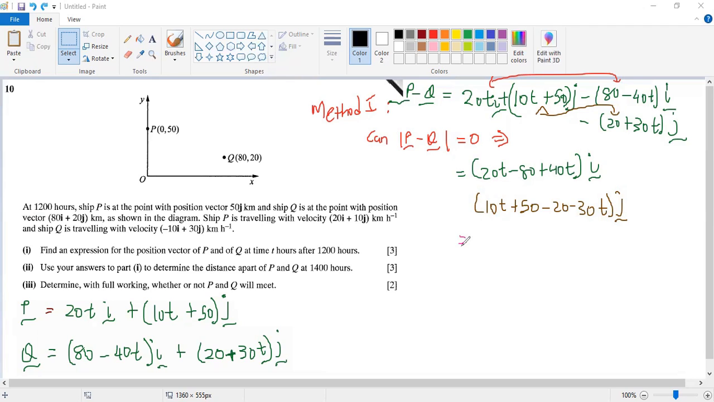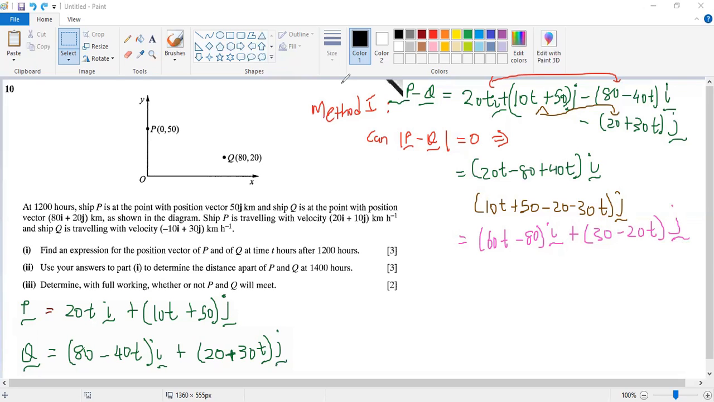Let's take a closer look. 20t plus 40t is 60t, so 60t minus 80 i. And then this side, 50 minus 20 is 30, so 30 minus 20t, and then j.